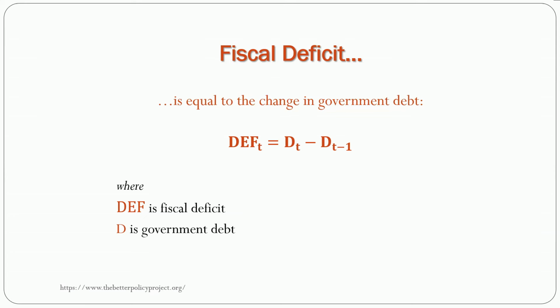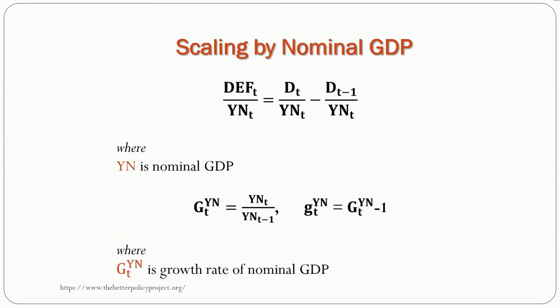This simple yet powerful identity states that the fiscal deficit equals the change in the government debt over time, and when combined with nominal GDP growth and inflation, this identity serves as the foundation for analyzing fiscal sustainability and designing fiscal rules. To account for economic growth, debt and deficit are often expressed as ratios of nominal GDP.